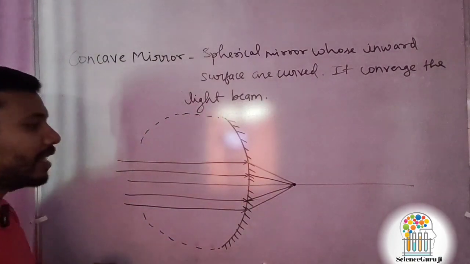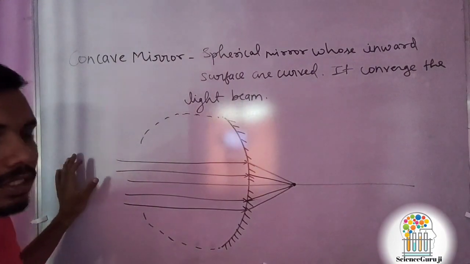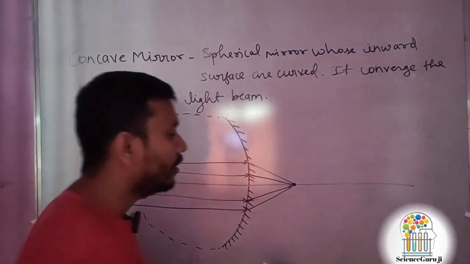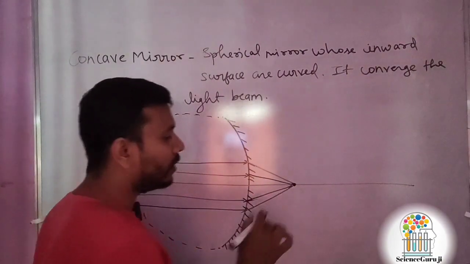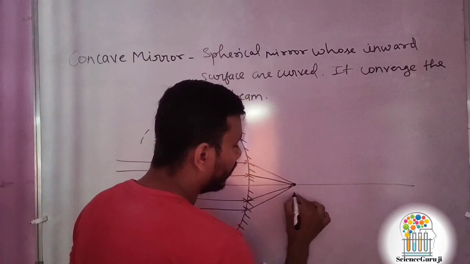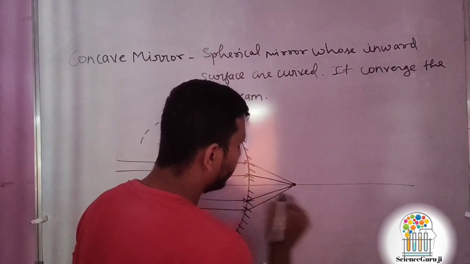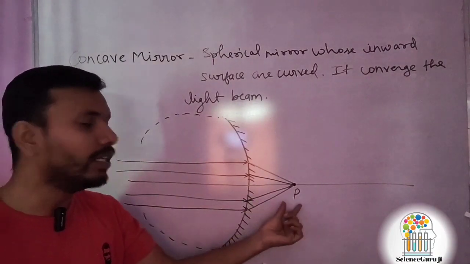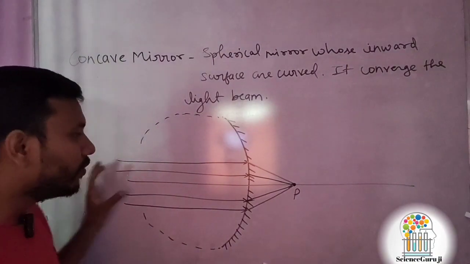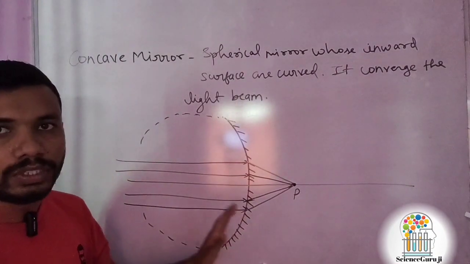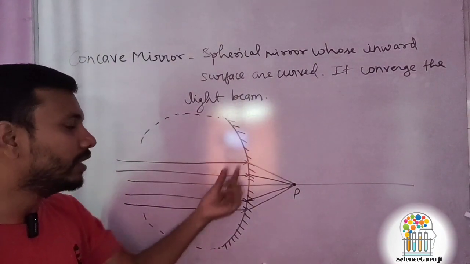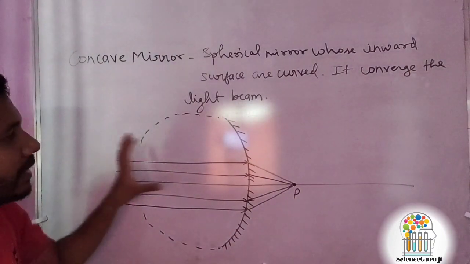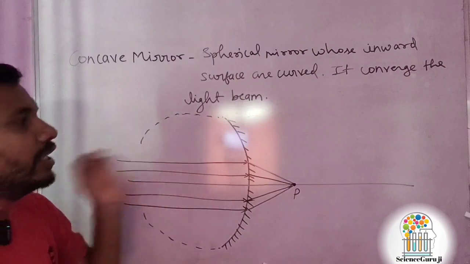Suppose all these lights are coming from infinity, and after converging, they are all pointed to the same point. Let's call it point P. All the lights converge at point P. They are coming from infinity or from any source, and after reflecting from the surface, they all converge to a point. That's why it is known as a convergent mirror.